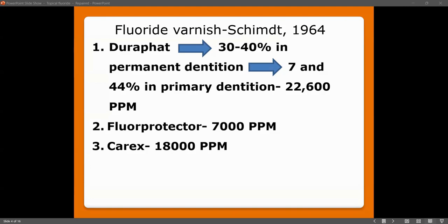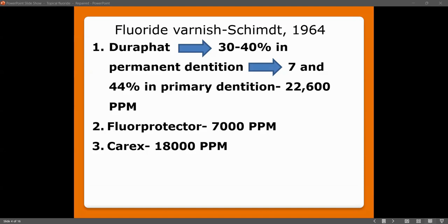Here you have to remember the ppm for Duraphat, Fluor Protector and Carex. For Duraphat it is 22,600 ppm. For Fluor Protector it is 7,000 ppm. And for Carex it is 18,000 ppm. These are the important points related to fluoride varnishes: 3 types of fluoride varnishes, and what are the ppm for each. And for Duraphat you need to remember 30 to 40% reduction in caries in permanent dentition and 7 to 44% in primary dentition.